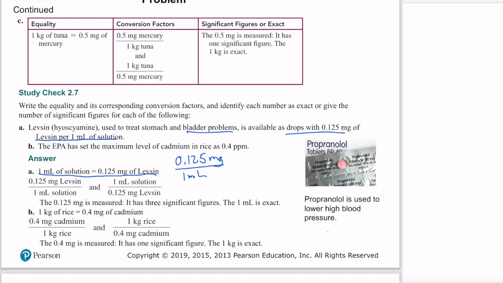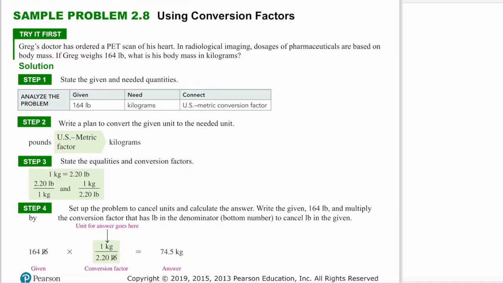The EPA has set a maximum level of cadmium in rice as 0.4 parts per million. Remember, parts per million is milligrams per kilogram. So we have 0.4 milligrams of cadmium per 1 kilogram of rice, or 1 kilogram of rice contains 0.4 milligrams of cadmium. The 0.4 is measured and the kilogram is exact. So we're limited to 1 significant figure from the 0.4 in the milligrams.